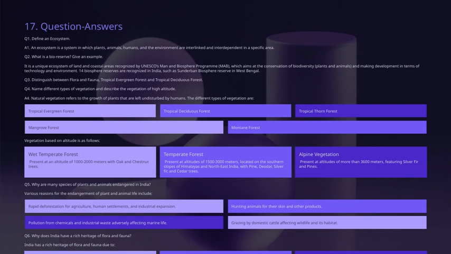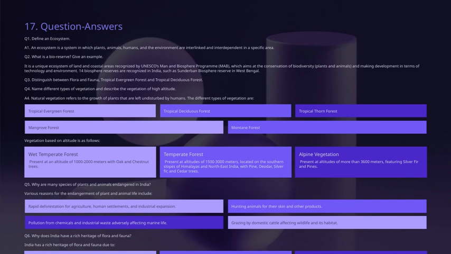So, why does India have such a rich diversity of flora and fauna? The key reasons are varied relief and different geological formations, which create diverse climatic conditions across the country. This diversity in climate and landscape allows a wide variety of plants and animals to thrive.